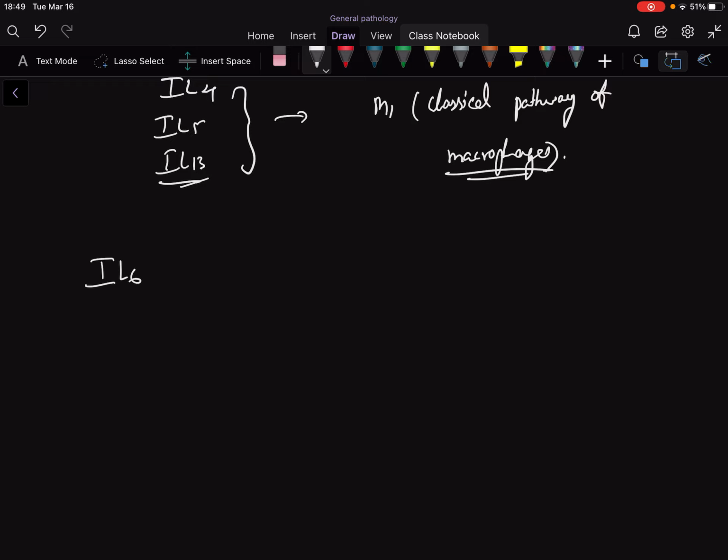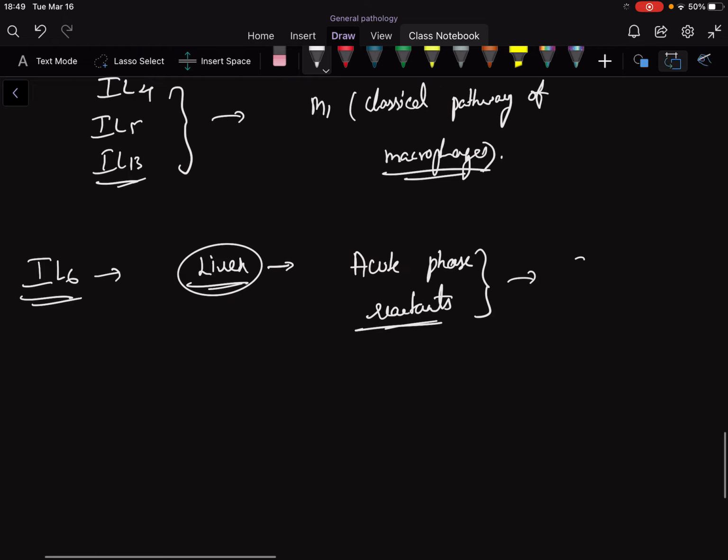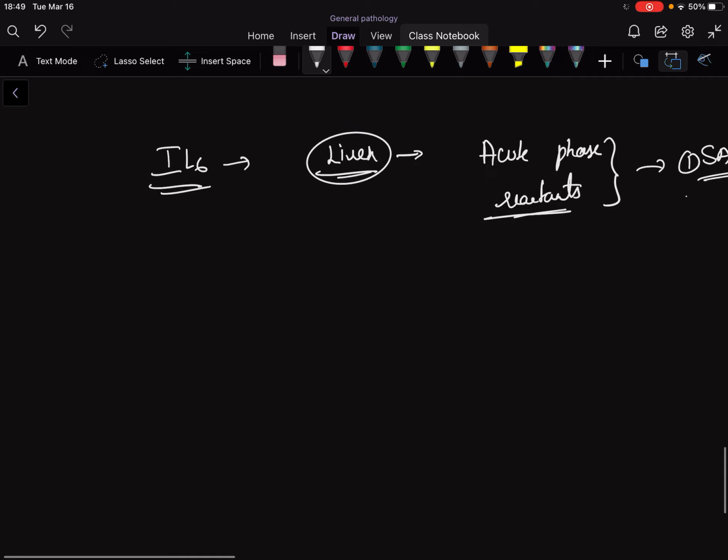Next is interleukin 6. What will this do? Interleukin 6 will go to the liver and release acute phase reactants. What are these acute phase reactants? It includes serum amyloid A and certain other types. Just remember acute phase reactants.